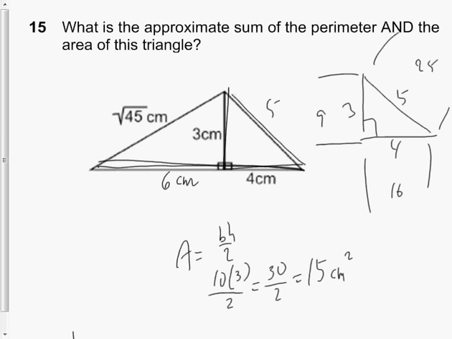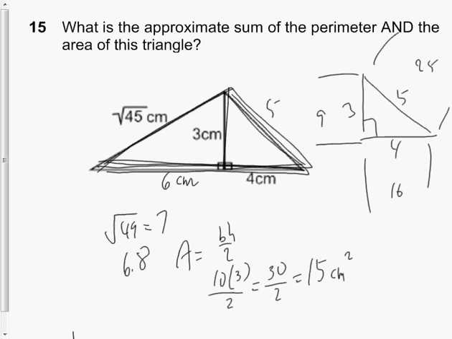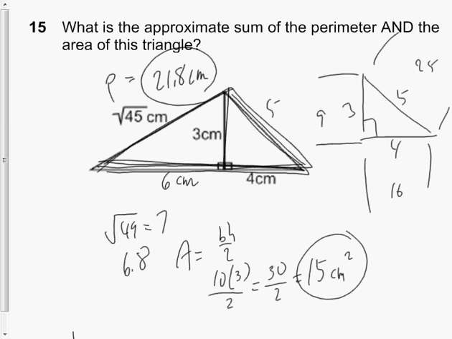The perimeter would be 10 plus 5, which is 15, plus the approximate square root of 45. Since the square root of 49 is 7, the square root of 45 would probably be 6 decimal 8. We'll say 6 decimal 8. So 10 plus 5 is 15, plus 6.8 is 21.8 centimeters as a perimeter, the distance around the outside of the triangle. So the area is 15, and the perimeter is 21.8.